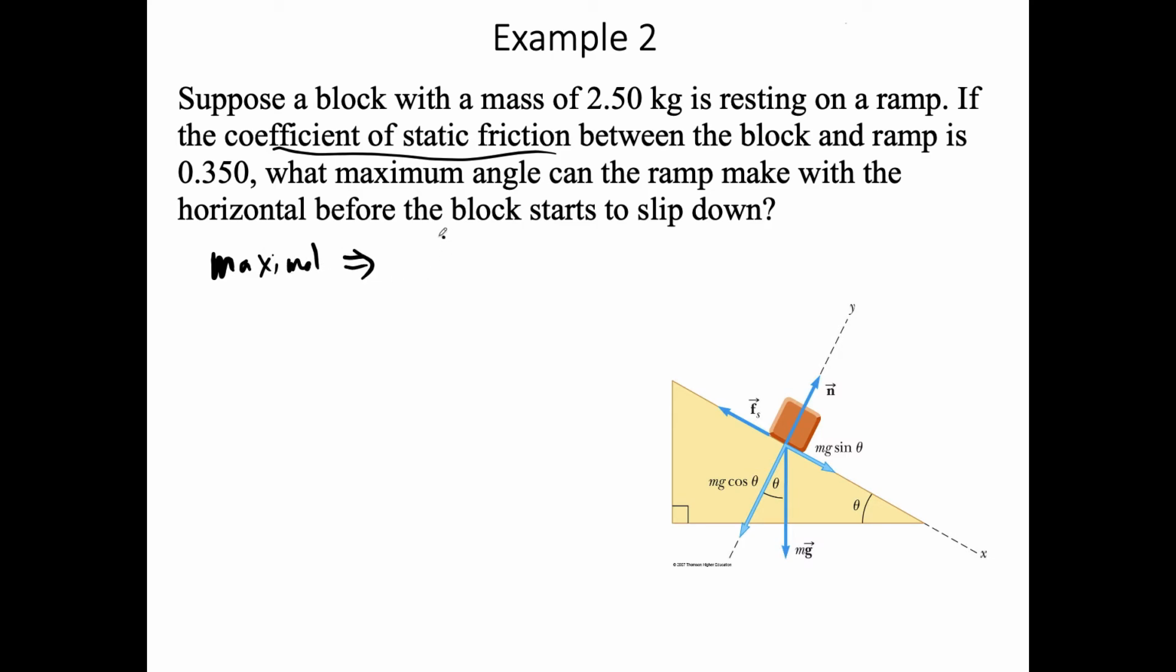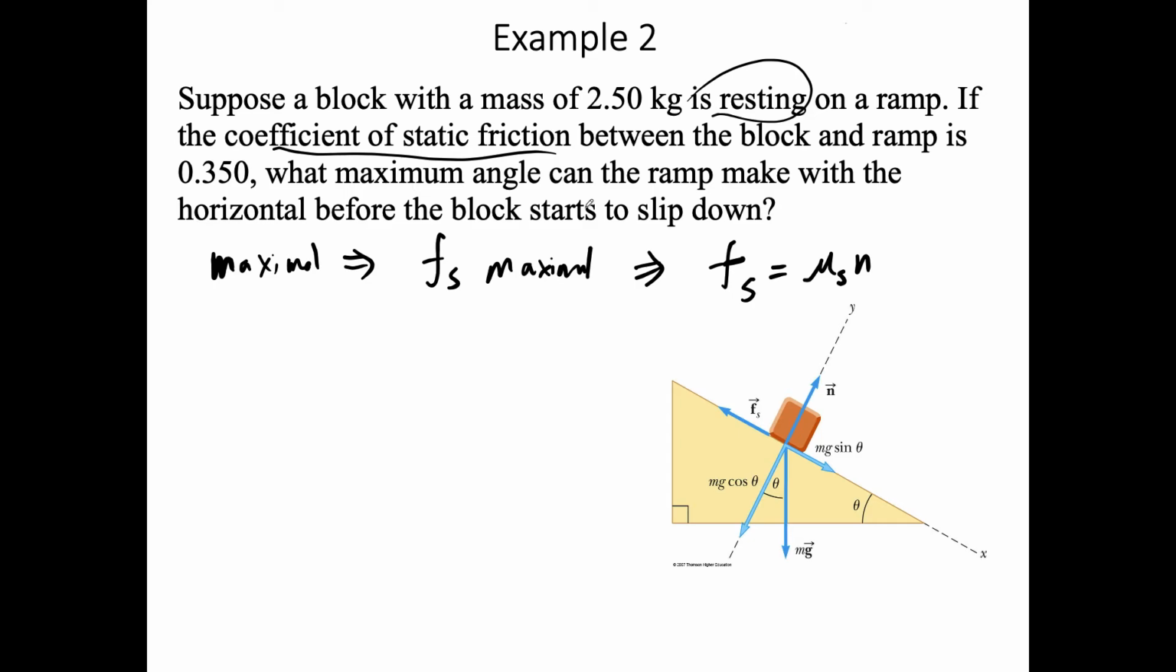The maximum angle tells us we have a maximal static friction. And we also know the maximal static friction we can have is mu s times n. So we need to solve for n and fs. Also, the block is at rest at the beginning and hasn't moved yet, so net force has to be 0, right?